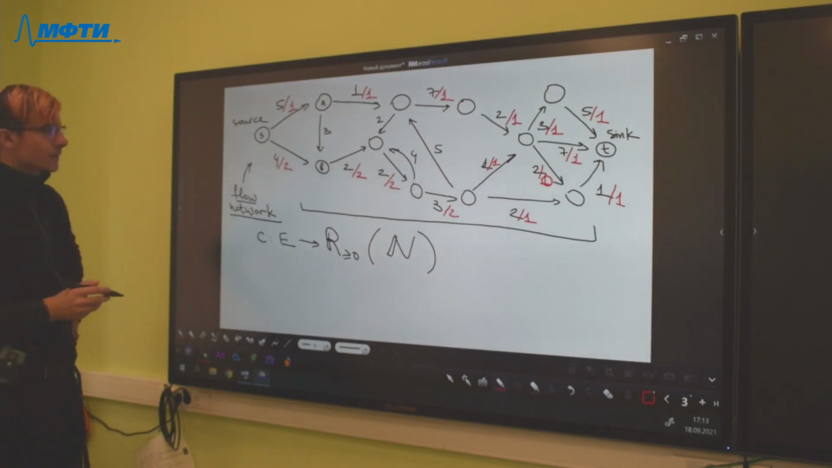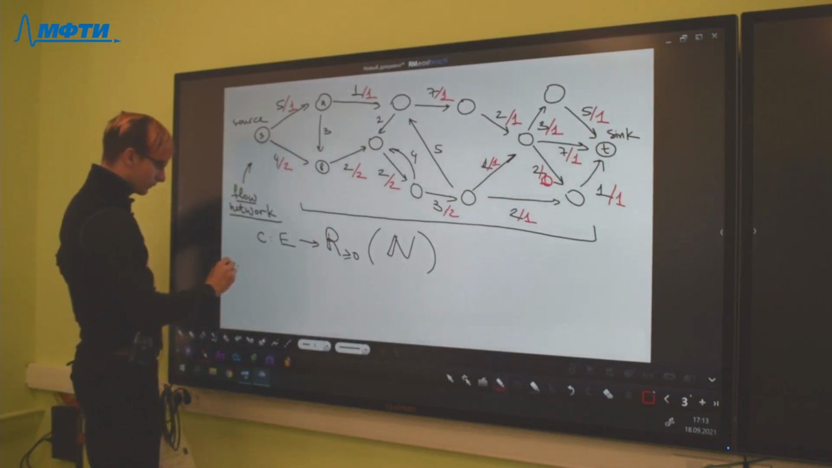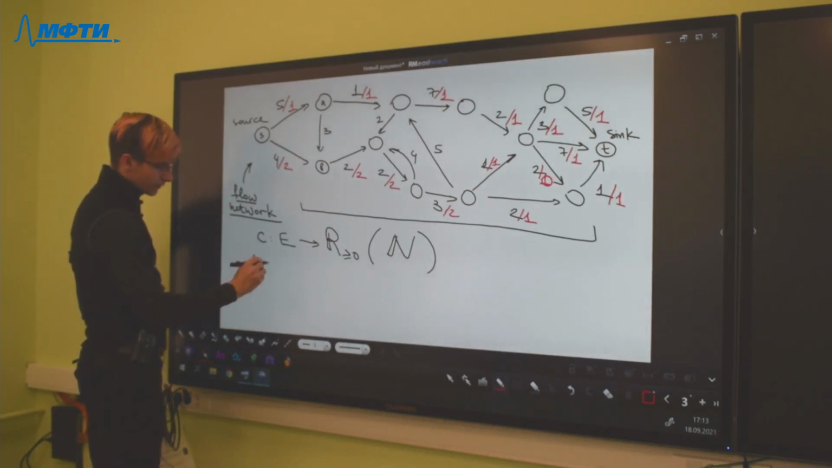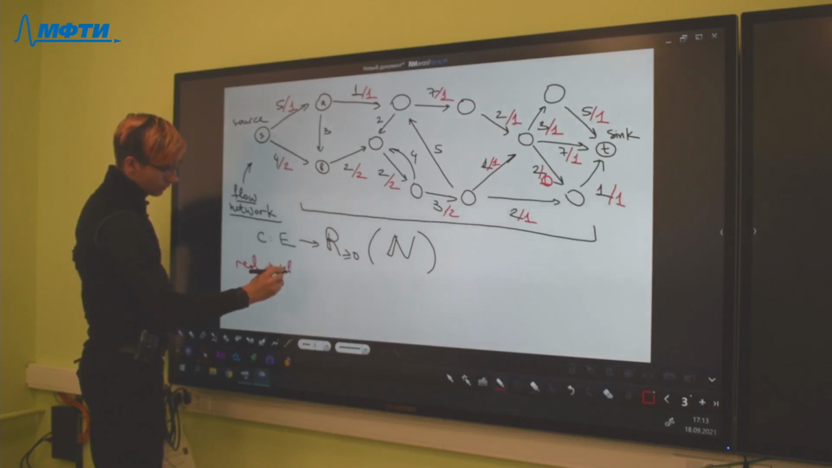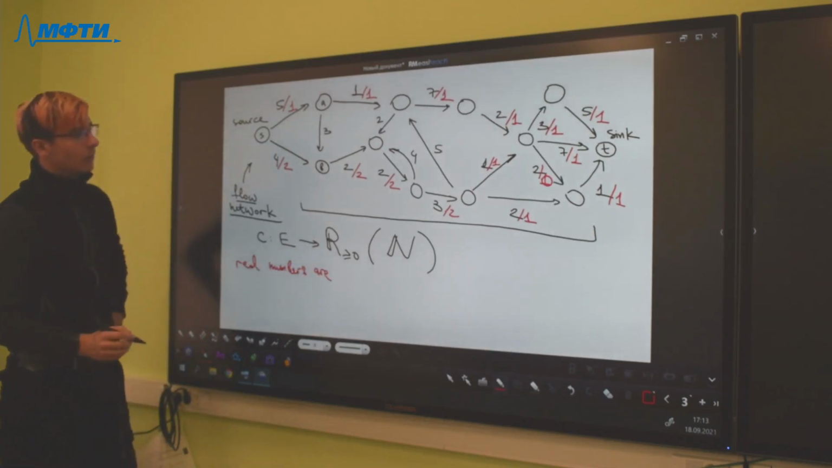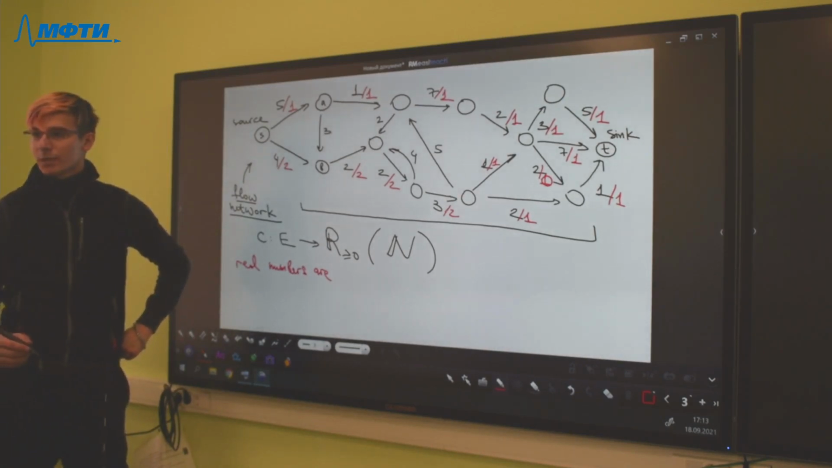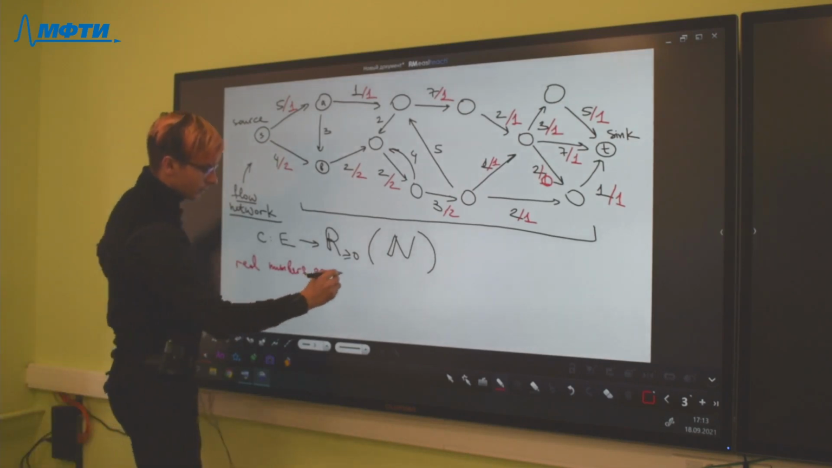Red numbers are equal to the flow of the edges. The black numbers are the capacities of the edges.